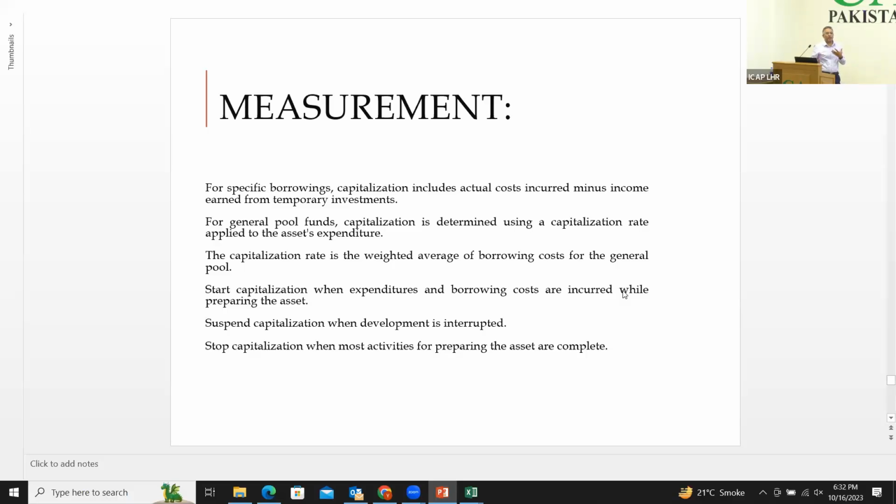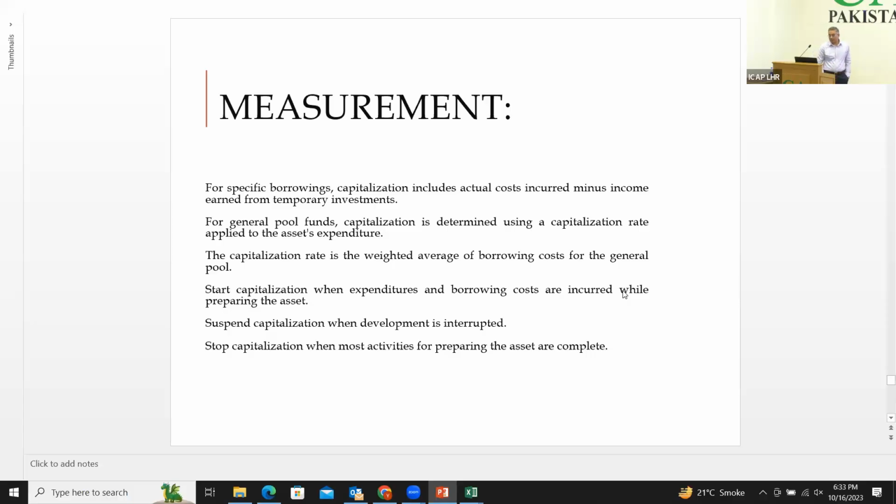And if you have made certain investments from that specific fund and you have earned some income as well, the borrowing cost will be net after deducting the interest income. But if it's a general loan, then the borrowing cost eligible under IAS 23 will be based on the amount which is actually invested in the asset.